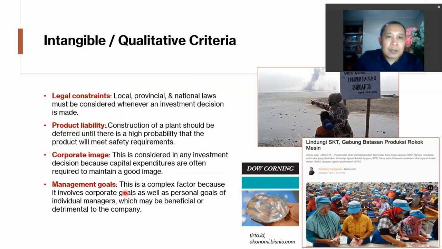The last factor is management goals. And this is actually a complex factor because it involves corporate goals, legitimate corporate goals, as well as personal goals of individual managers, which may be beneficial or may be detrimental or bad for the company. So this is a highly uncertain factor, again, because it involves the personal preferences of the managers of the company.